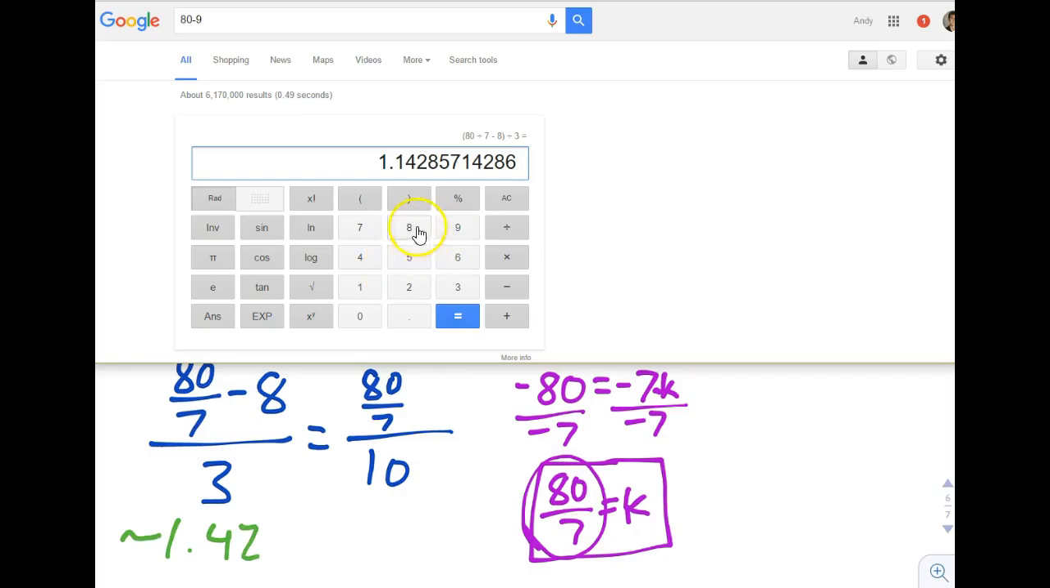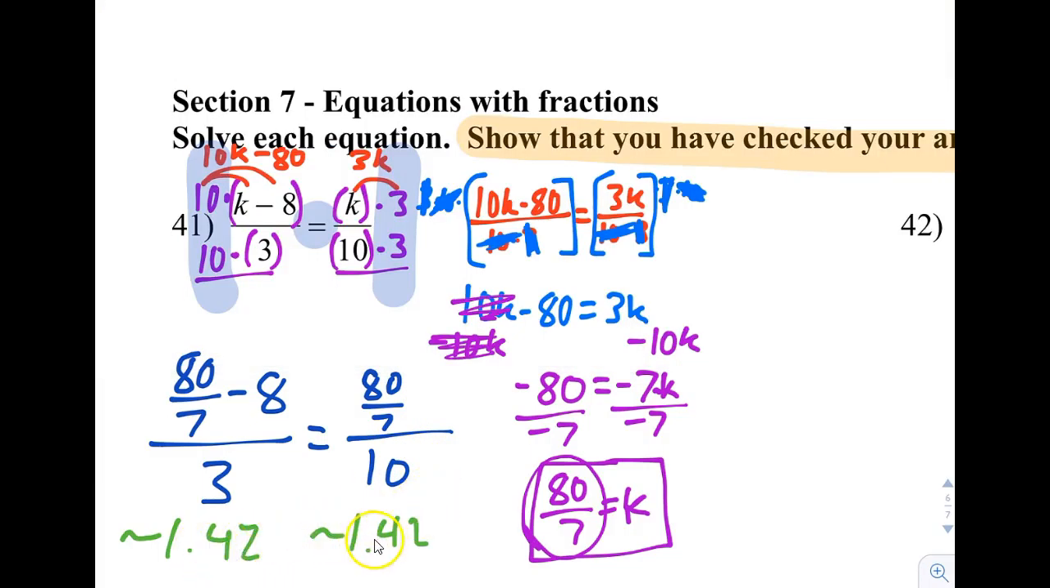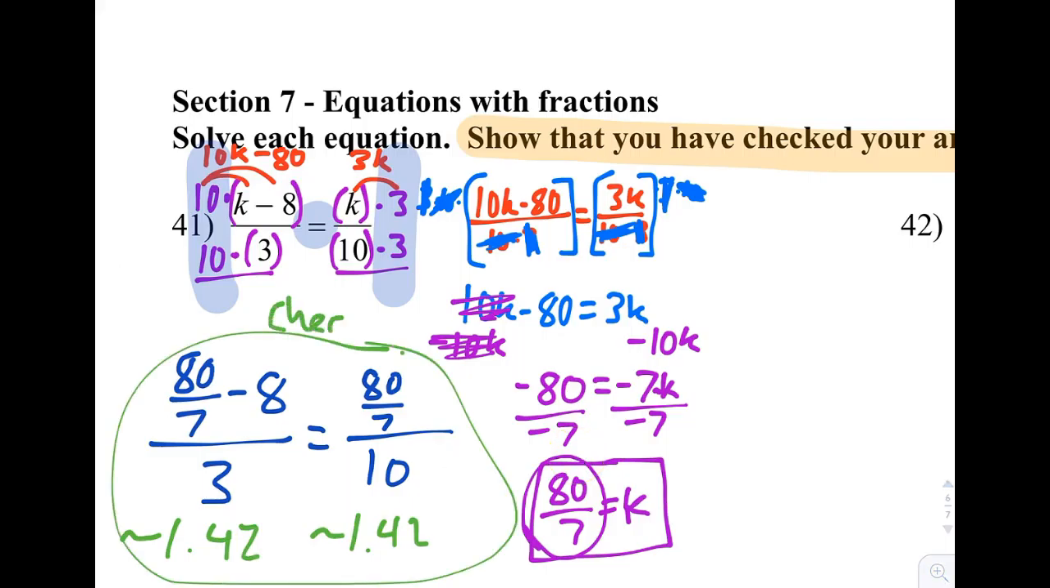On the other side we have on top 80 over 7, and then we're going to divide all of that by 10. That's what's going on down here. And we get 1.42, something like that. The thing that we're looking for is not the answer, but the fact that the answer is the same on both sides. And in fact, it is very clear that these two are the same. And so that means that we checked it. Right here, this is our check. So that shows that we have checked it.